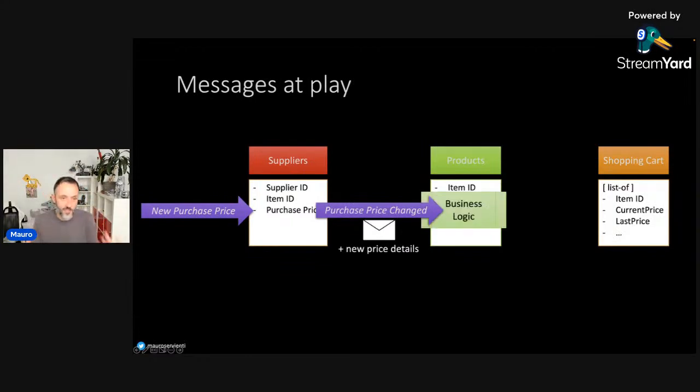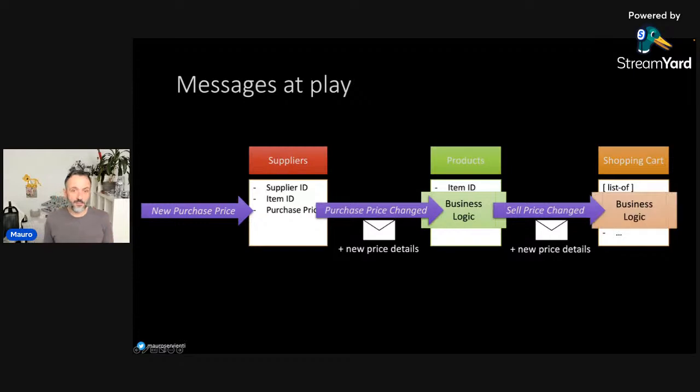Products will have its business logic saying, am I selling this stuff? Is this stuff available for purchase? Yes, let me update the prices. And once that's done, products will publish another event saying, sell price changed with the new price details. And similar business logic will happen in shopping cart that will say, okay, now let me scroll through all my shopping carts, and that's a query on a database, essentially, right? It's a select items where item ID equals that thing coming from products, and then update swapping the prices.